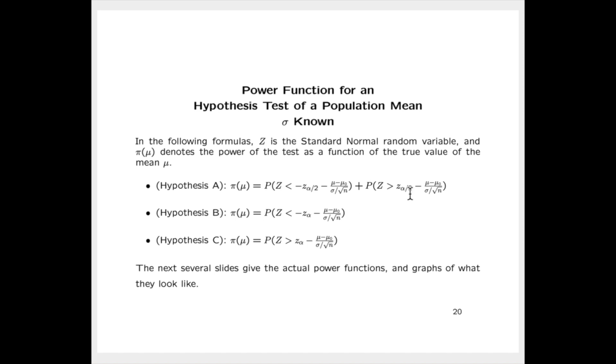Notice also that to calculate these probabilities, we have to calculate the values of these endpoints, which depend on alpha, mu, mu naught, sigma, and the sample size. And then we look up these probabilities from the standard normal table. The next several slides give the actual power functions and graphs of what they look like. As we look at these, I want you to mentally compare these graphs to the graphs of the power functions of the ideal test that we just looked at.